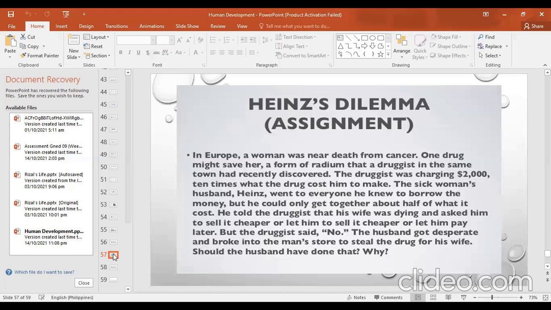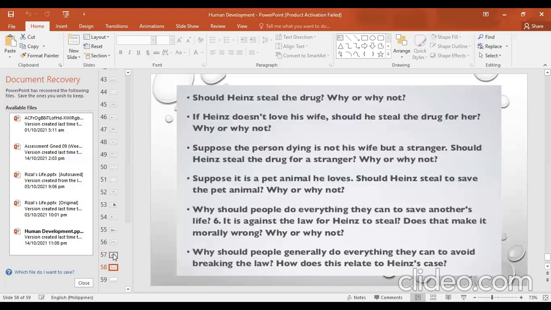Okay? So let's try to answer this one. Even though para naman yun sa ikabubuti ng kanyang asawa, do you think that Haynes should steal the drug? Why or why not? Masasabi ba natin ninakaw niya talaga yun kung para naman talaga sa ikakasave ng life ng kanyang asawa? So if Haynes doesn't love his wife, should he steal the drug for her? Why or why not? Let's try to answer this one kahit sa mga utak lang natin.